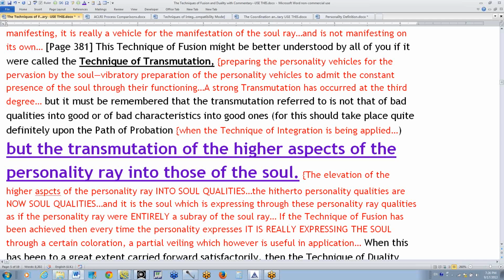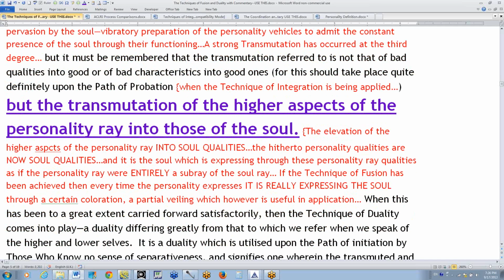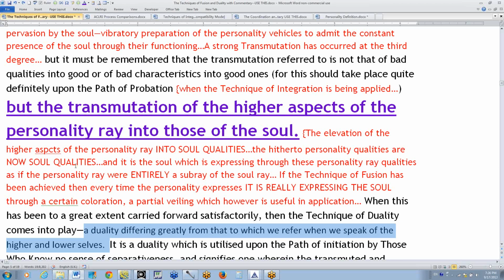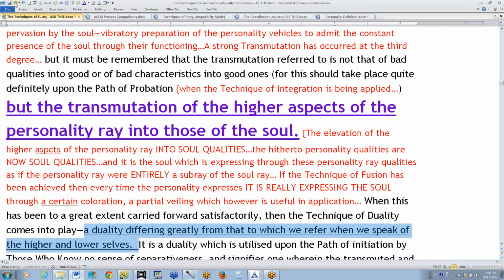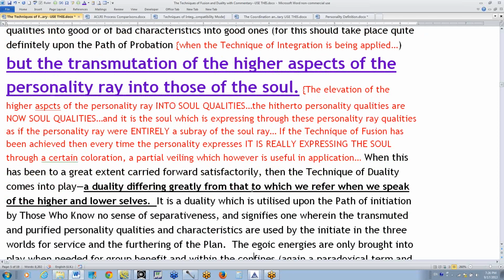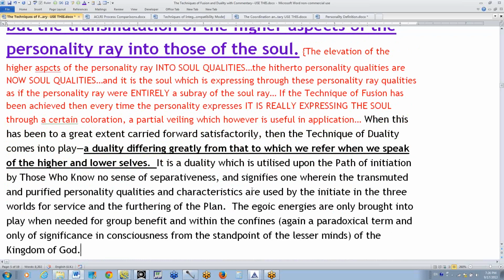So when this has been to a great extent carried forward satisfactorily, then the technique of duality comes into play, duality differing greatly from that to which we refer when we speak of higher and lower selves. So, what is being brought into relationship? That is the question. It is the duality which is utilized upon the path of initiation, presumably when the antikarana is really at work, by those who know no sense of separateness.